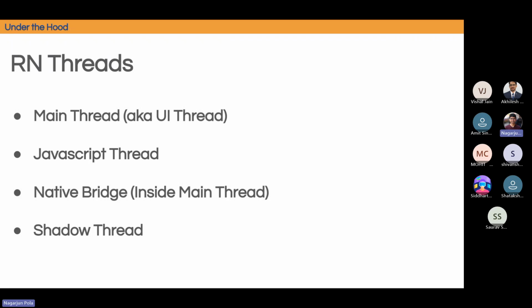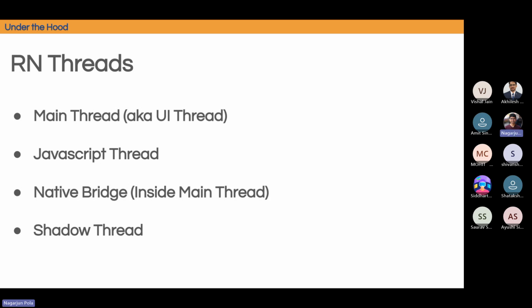So in React Native, what are the threads that are involved? So these are the four threads that you can see, which React Native mostly uses. Actually, only three threads. So the main thread, which we discussed, is also known as the UI thread. And this is actually launched by the native application. It's not invoked by React Native. The OS level modules are the ones that launch the UI thread.